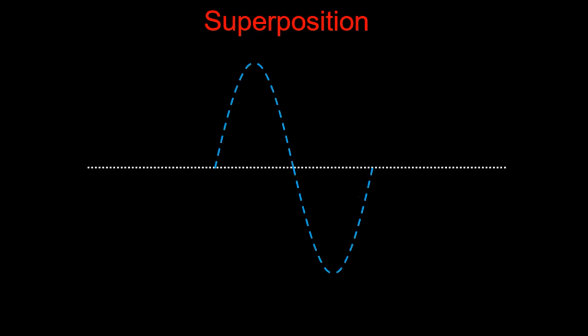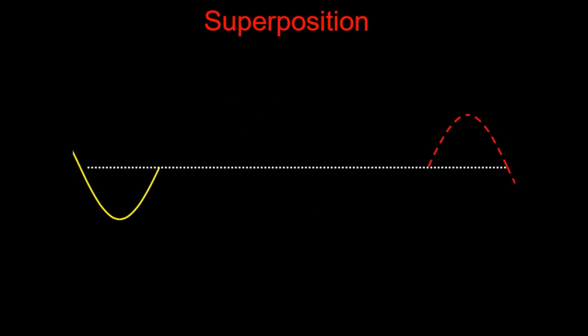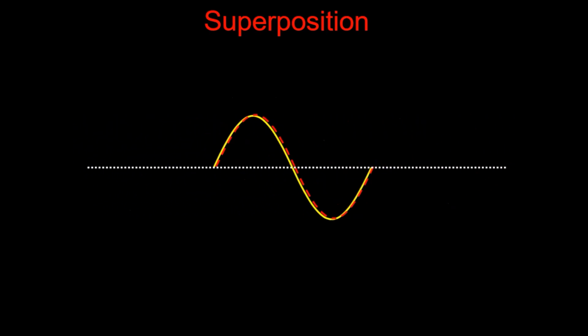That's superposition. In this case, our two waves come together perfectly in phase, the positive displacement adding to the positive displacement, and our negative displacement adding to our negative displacement. This will simply give us a wave that is twice the amplitude of the original two waves.